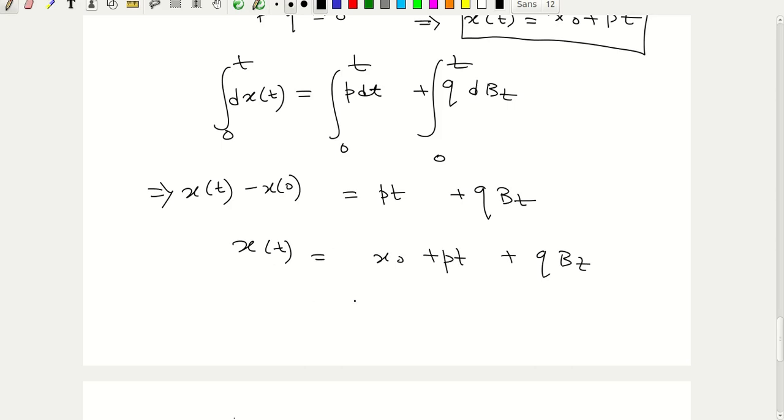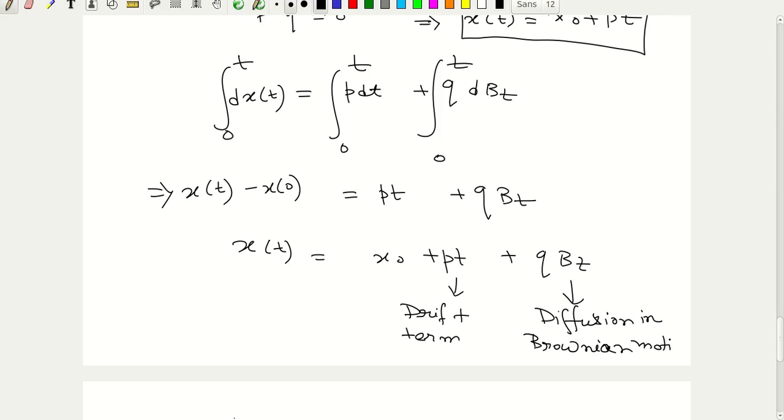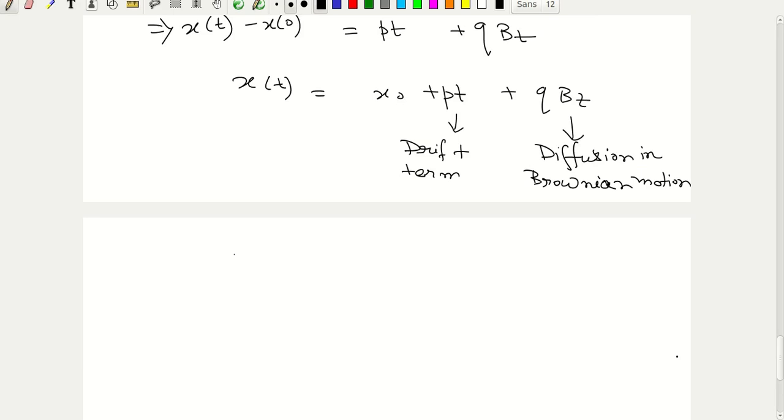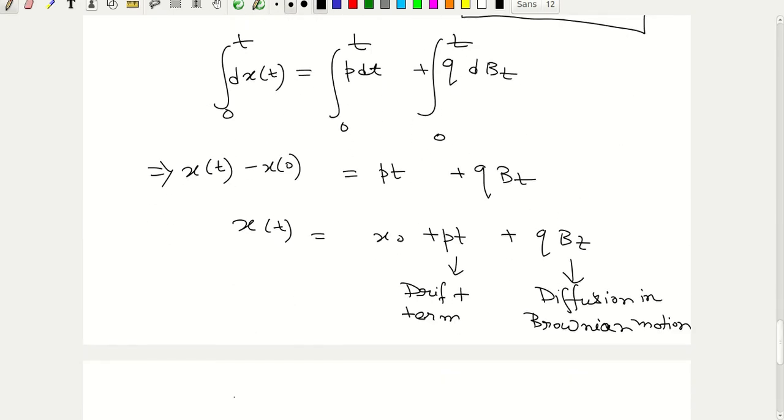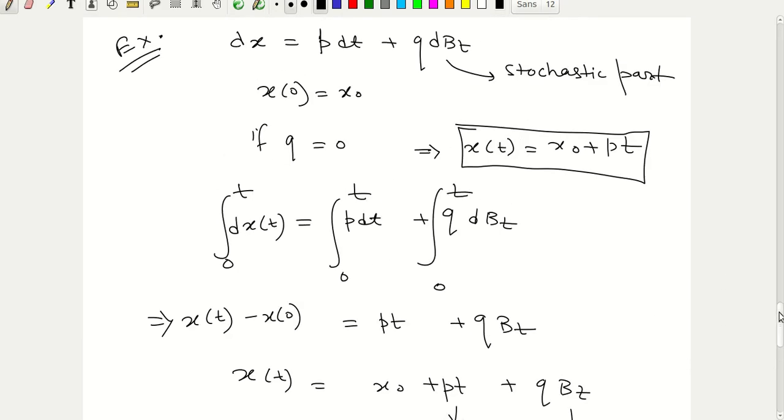This pt term is called the drift term, and this term is called the diffusion in Brownian motion. There are several lemmas to solve the stochastic differential equation. One is called Itô's lemma, and there are several other things to know, but let me not go there because that will take more time. This is basically a brief idea of how to solve the stochastic differential equation.